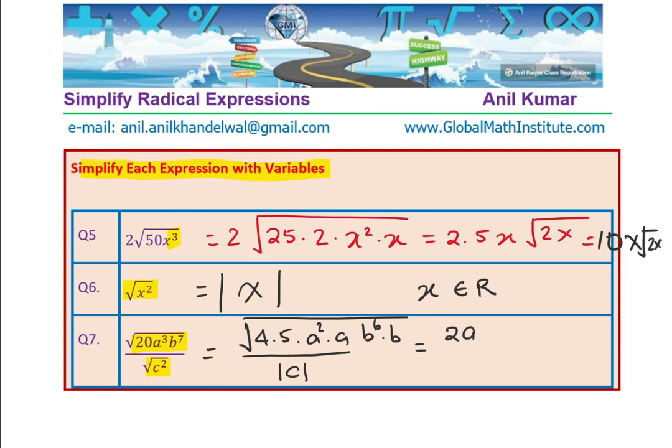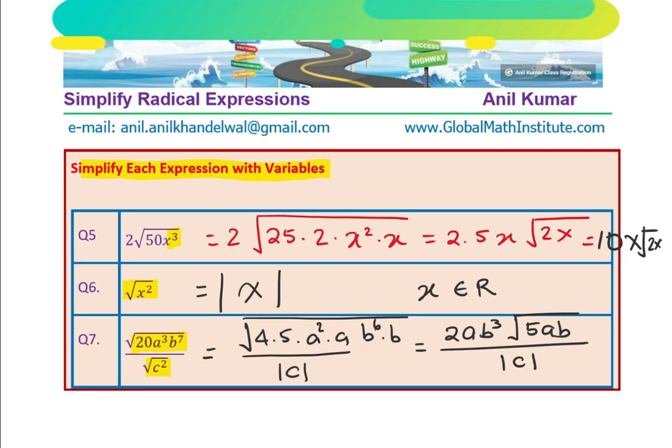Okay, so we have 2a and b to the power of 3, and within the radical sign, 5ab. Is that clear to you? And then the absolute value of c. So that is how you will do this set of questions. So I hope it is absolutely clear.